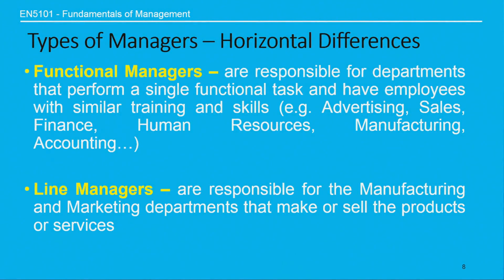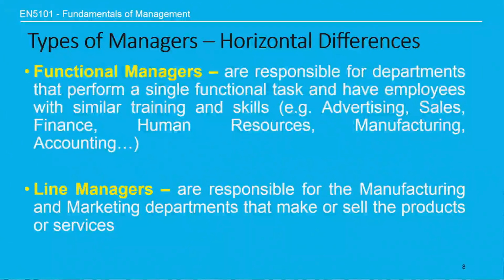For example, we can identify different sections or areas or functions this way: advertising, sales, or both can be seen in marketing today. Then finance department, human resource or HRM department, manufacturing, accounting, and so on. There can be other divisions as well, like information technology, research and development. These are the functional areas that managers can be assigned to perform, right. That is one horizontal difference of an organization to identify types of managers.